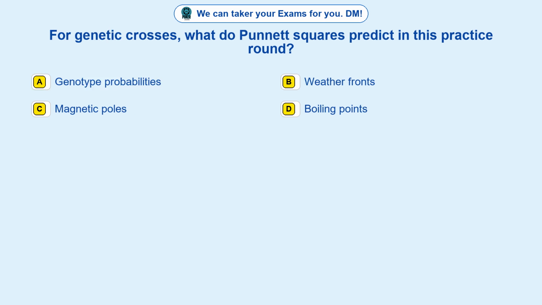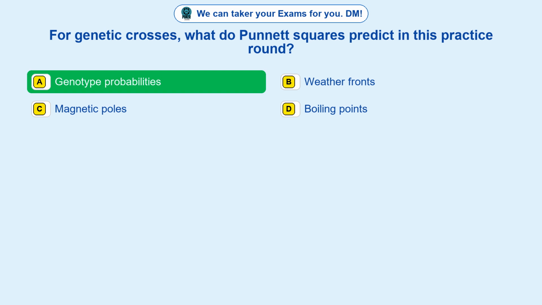Question 27. For genetic crosses, what do Punnett squares predict in this practice round? Option A, genotype probabilities. Option B, weather fronts. Option C, magnetic poles. Option D, boiling points. The correct answer is option A.